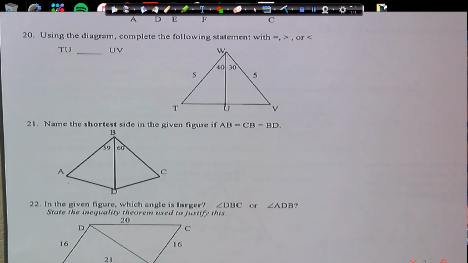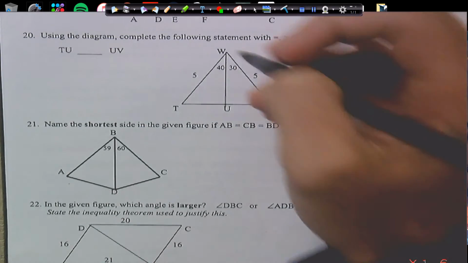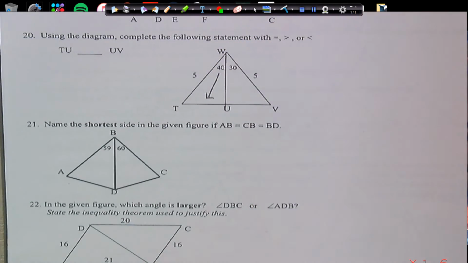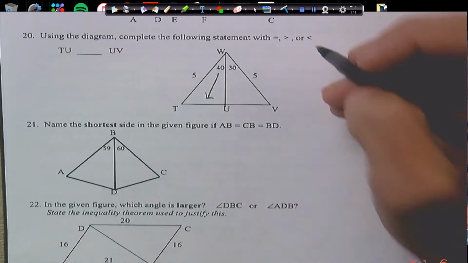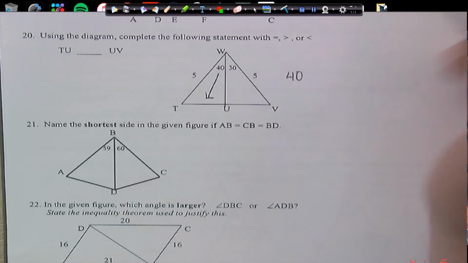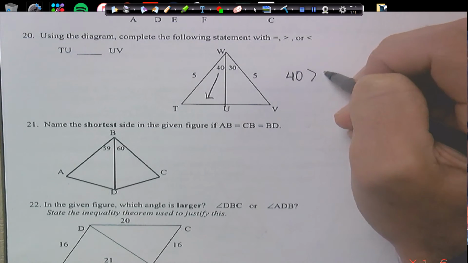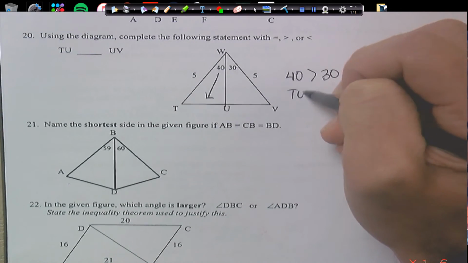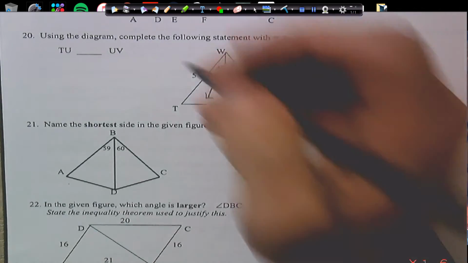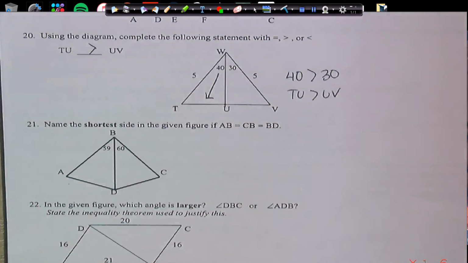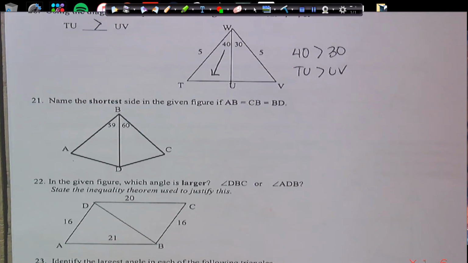Question 20. Using some awesome math here. TU or UV. Well, which angle is bigger, 40 or 30? 40 is bigger. So which is the bigger? TU. So we can actually write an equation. I could literally write 40 is greater than 30. Thus, TU is greater than UV. Okay? So I just put the greater sign. Boom. Simple.